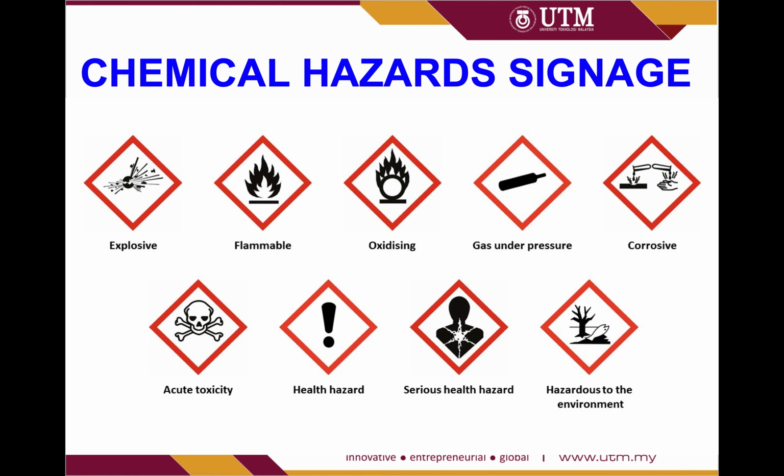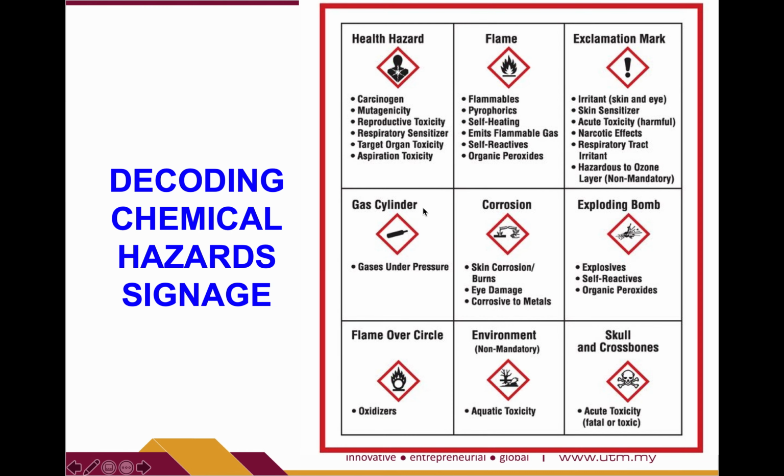Now let's have a look at each and every one of the signage, how to decode it. The first one is the health hazard. You can see a human over here with something glowing on the chest. It means that the chemical is probably carcinogenic, could cause cancer. It could be mutagenic. It could cause reproductive toxicity or respiratory sensitization, and probably it could also be toxic to certain target organs and aspiration.